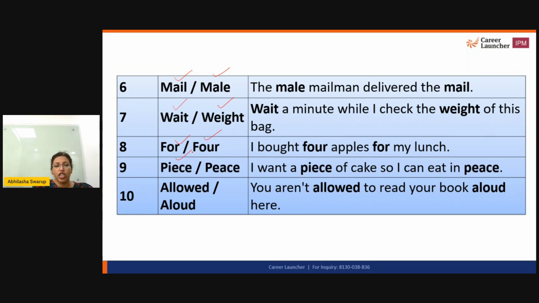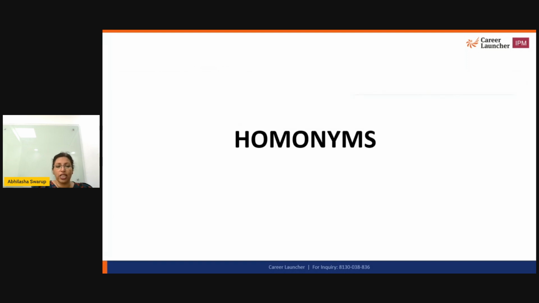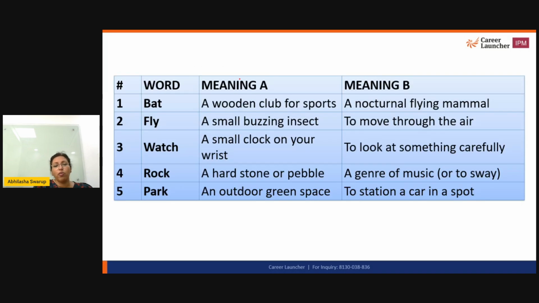Piece and peace. The first piece is a portion. The second peace is quiet. Allowed and aloud. This allowed is permission. The second aloud is loudly. All right, homonyms. Let's take a look. So homonyms are words which have the same pronunciation, same spelling, two different meanings.